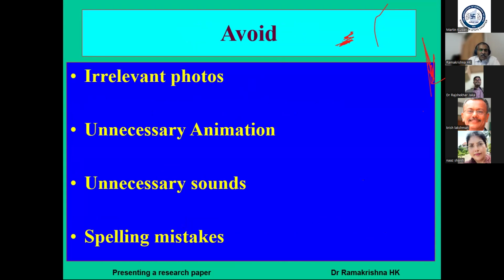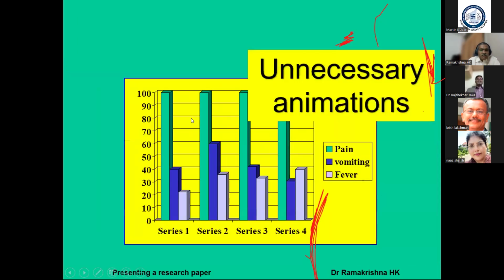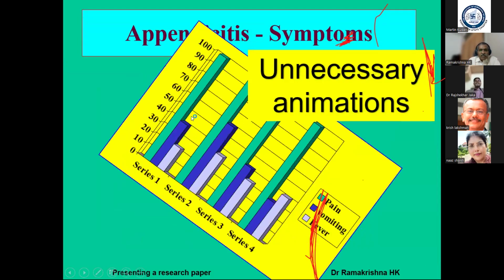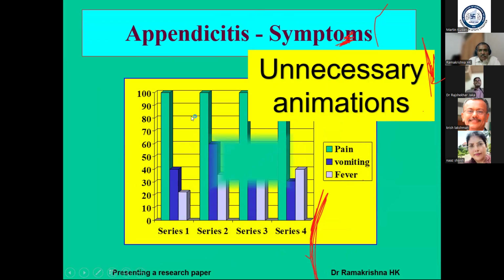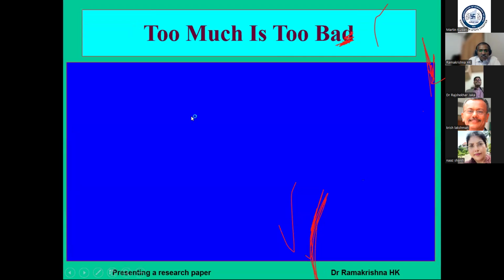The next few slides are essentially the repetition of what Dr. Lakshman has already highlighted. I just want to show one slide each on this. And avoid irrelevant photos. Your data is very good, but the moment you put a picture like this, audience concentration invariably goes on the picture, not on your data. Please avoid this. Unnecessary animation, again, you must avoid. These are really irritating things. These sounds also, unnecessary sounds also, you must avoid.